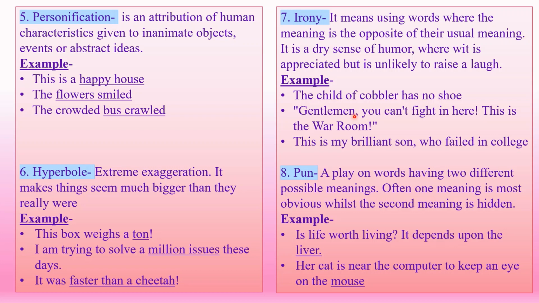See the second sentence. Her cat is near the computer to keep an eye on the mouse. Now, here, mouse again has two meanings. The animal mouse, and the other is the computer mouse. So, such sentences which have dual meanings can be considered as a clear case of pun.